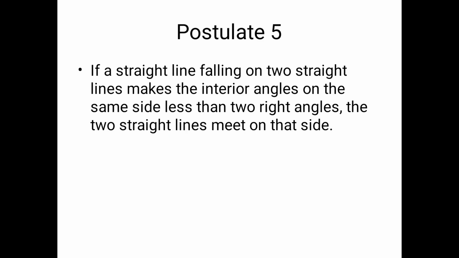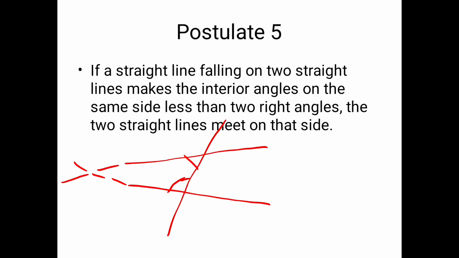If we move on to postulate 5, it looks longer but it is very simple. It states that if a straight line falling on two straight lines makes the interior angles on the same side less than two right angles, the two straight lines meet on that side. Now I will consider two straight lines, that is L and M. Our postulate states that if a straight line falling on two straight lines makes the interior angles on the same side.